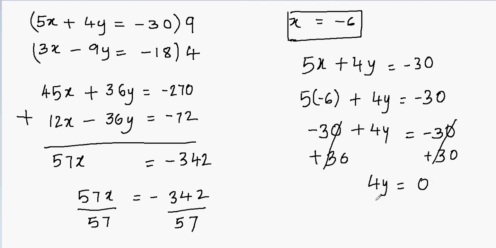To get y by itself, I just have to divide the equation by 4. Well, it doesn't matter if you divide or not, because you're still going to get 0. So y equals 0. The value of x is negative 6 and the value of y is 0. And I can write that as the ordered pair, which will be negative 6, 0.